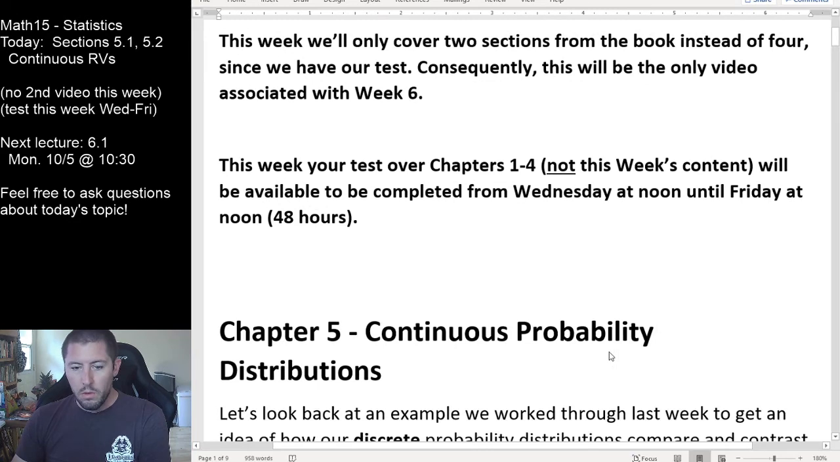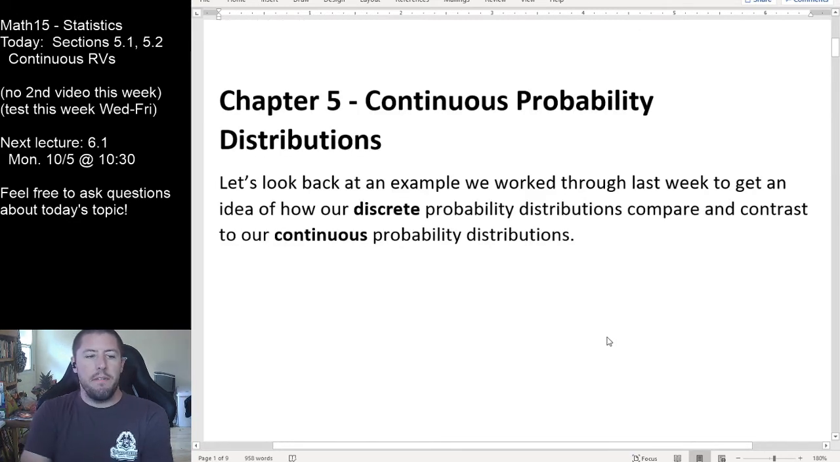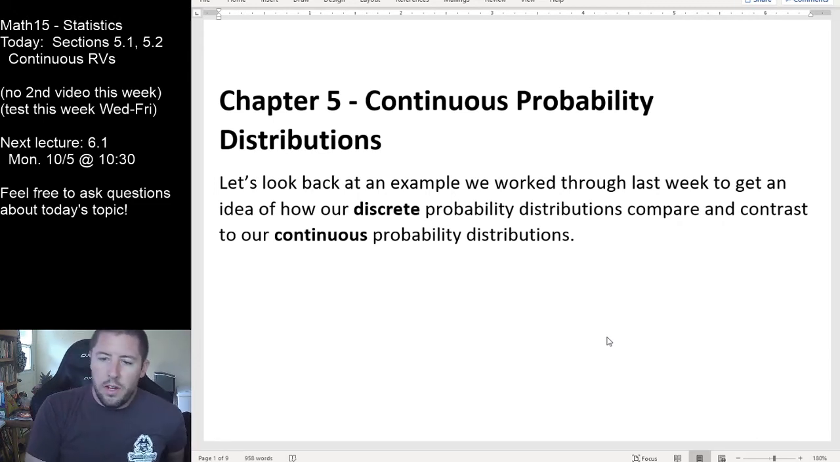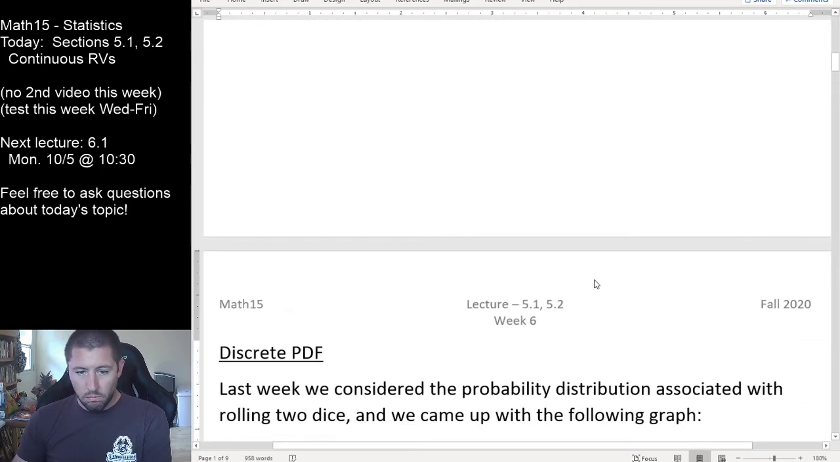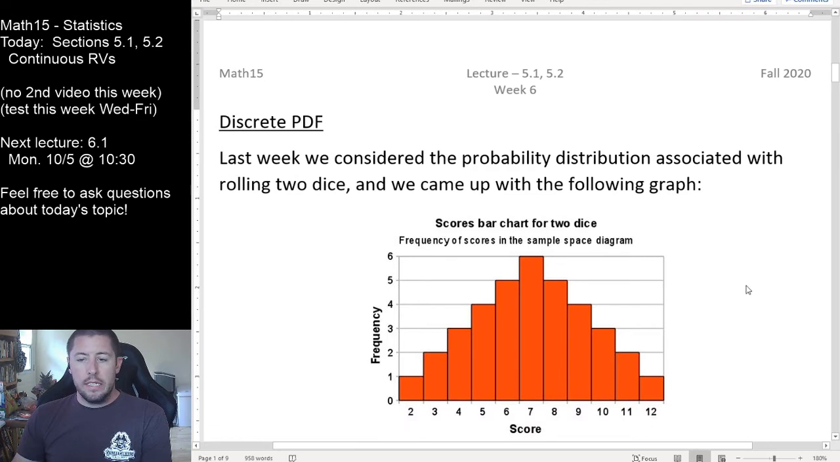So what are we talking about here? We're going to get into chapter 5, our continuous probability distributions. What we want to do is look and see how these compare to the discrete probability distributions that we've been discussing last week. We're going to obviously see some differences, but there are also going to be some close relationships, where we take a little bit of intuition from what we've already done and extend that to what we would now like to do.